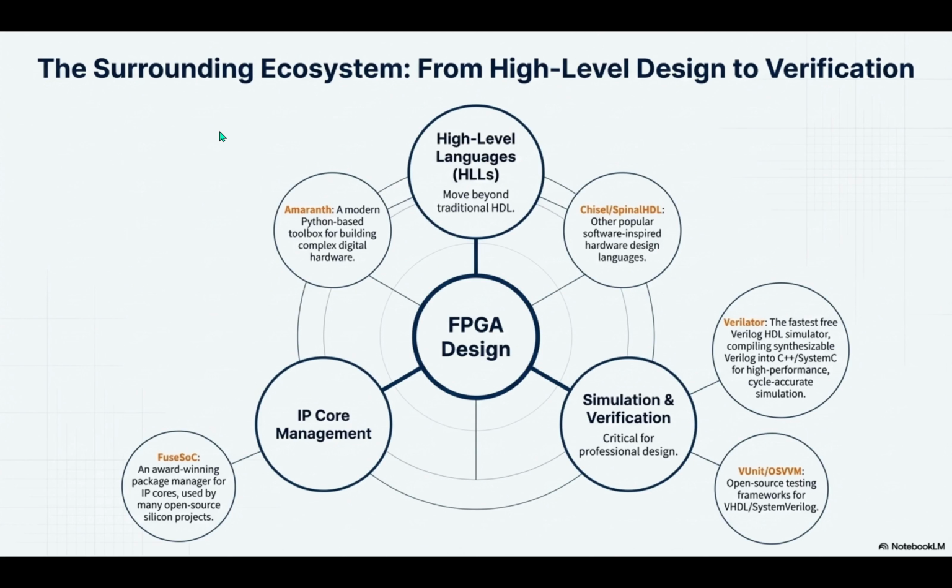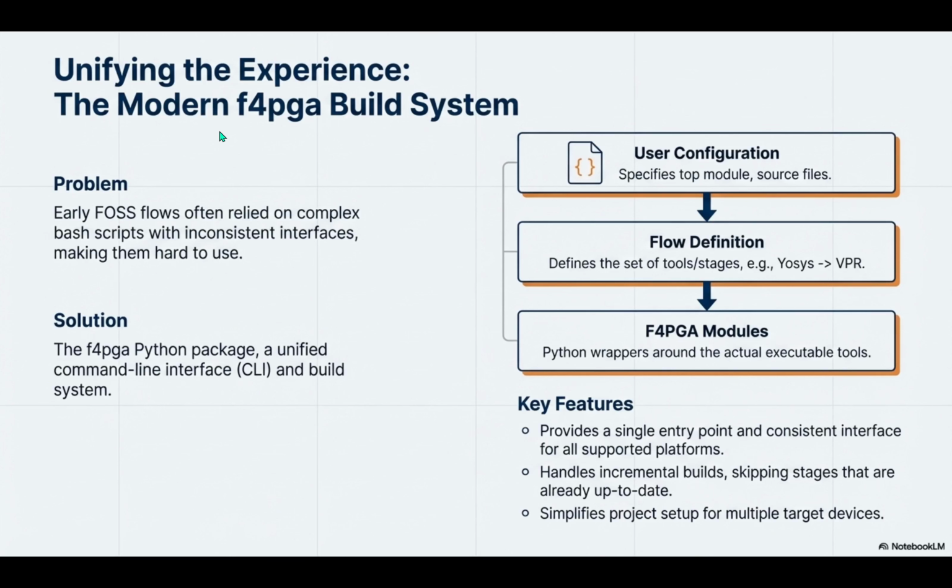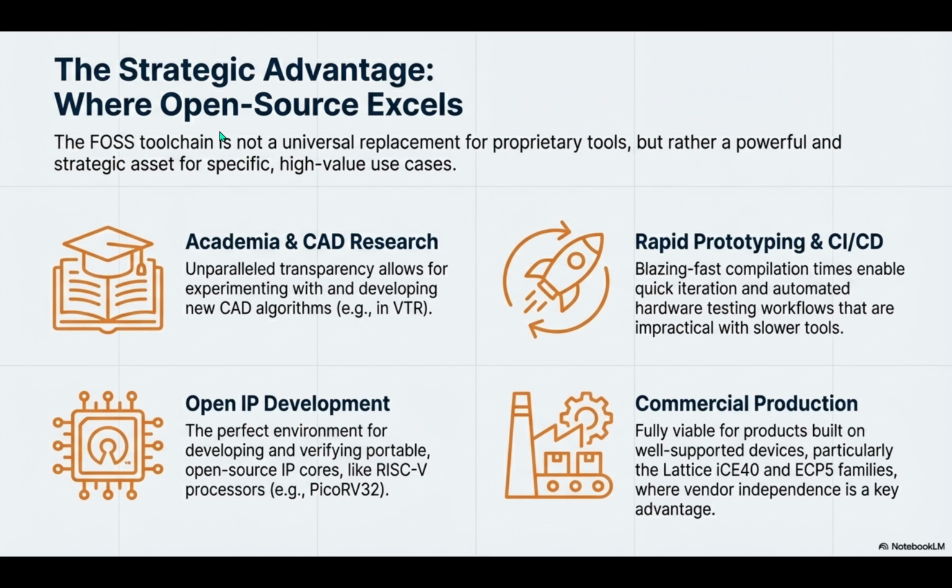And the third area seems core to the whole spirit of this, open IP development. Exactly. This ecosystem is the perfect home for developing and verifying portable open source IP cores, like the popular RISC-V CORE-V CV32 processor. This IP isn't tied to a vendor. It works wherever the FOSS flow works. And the fourth, which might be the most significant, is commercial production, but for specific devices. For companies building products on the really well-supported Lattice iCE40 and ECP5 families, vendor independence is a huge commercial advantage.